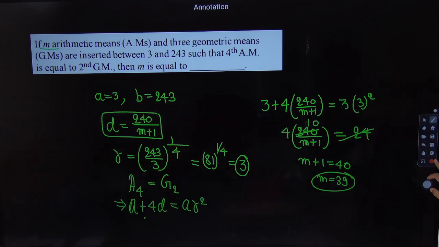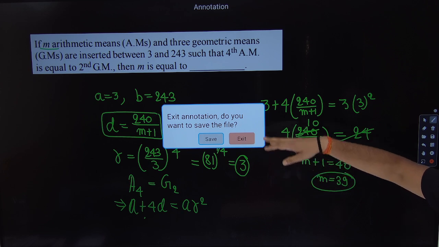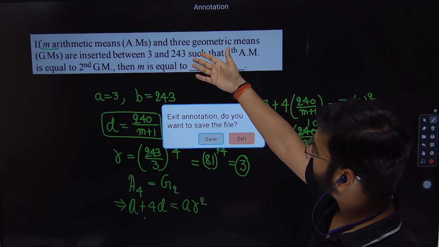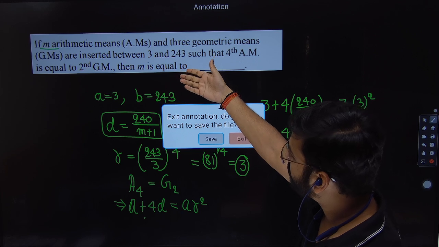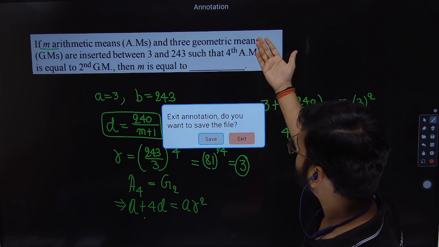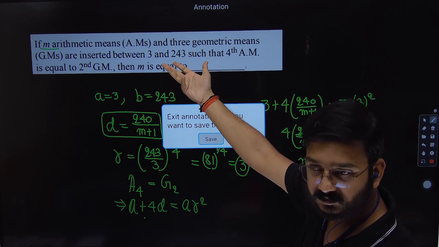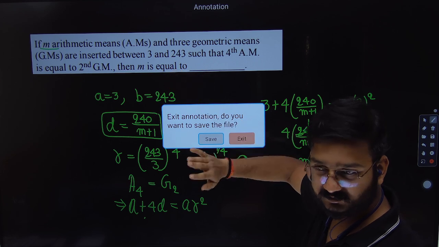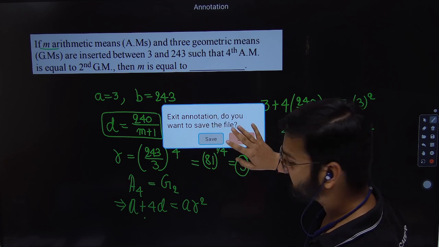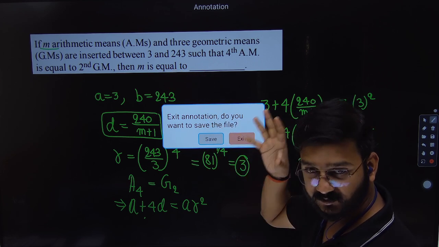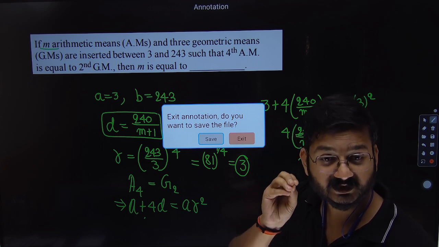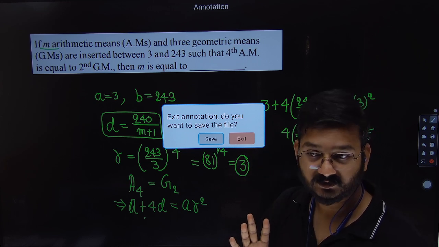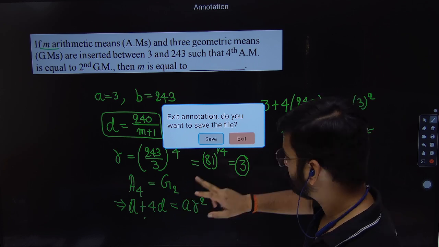You can create one more question from your side. You just increase the number of geometric means and try to solve it. Same question, you create from your side: instead of three geometric means, there are four. Okay? Concept will not change. So these kinds of questions you guys can manage now. What is the important thing? To find D and R. After that, it is basic AP and GP. No change in the concept.